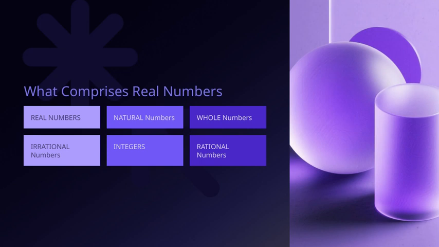Finally, we have irrational numbers. These are numbers that cannot be expressed as a simple fraction. Think of square roots that aren't perfect squares, or famous constants like pi or e. They go on forever without repeating a pattern. So, understanding these categories helps us see how all these different types of numbers fit together within the larger concept of real numbers, which is fundamental for everything from basic arithmetic to advanced mathematics.